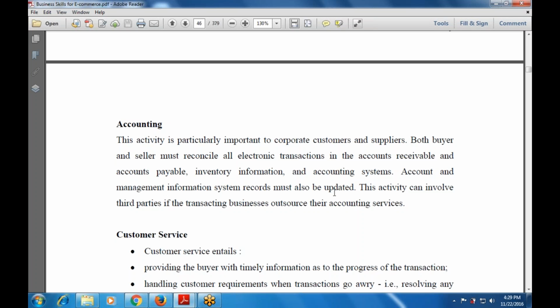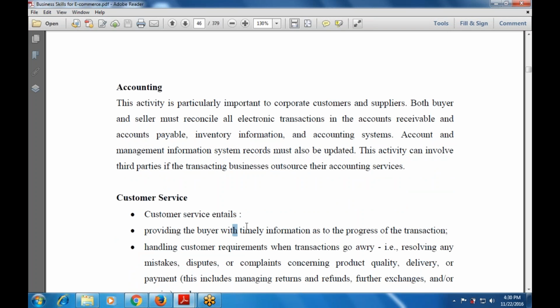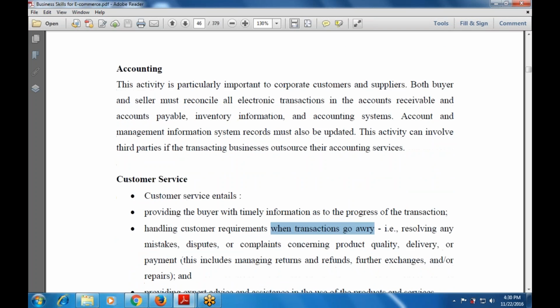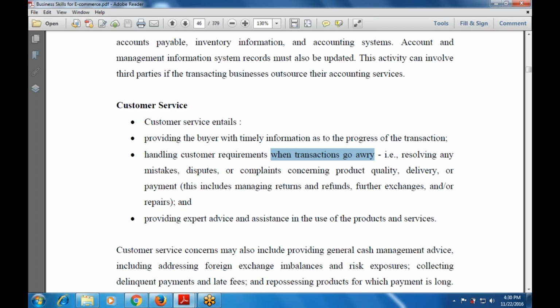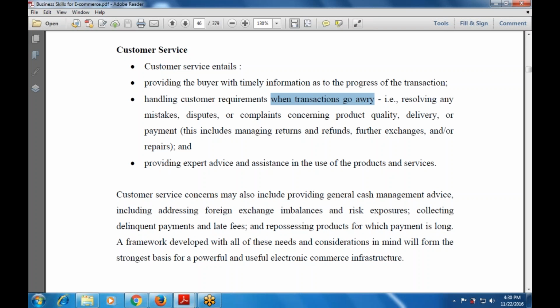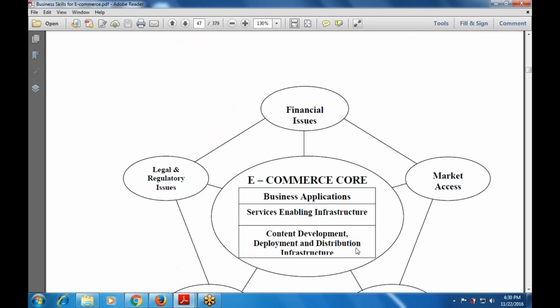The next one is customer service, which also deals with the buyer with timely information as to the progress of the transaction, handling the customer requirements when transactions go away, providing expert advice and assistance in the use of the product and the services. That remains the same in the case of customer service. That remains the same in providing general cash management advice. That includes advising on foreign exchange, balancing and the risk exposures.